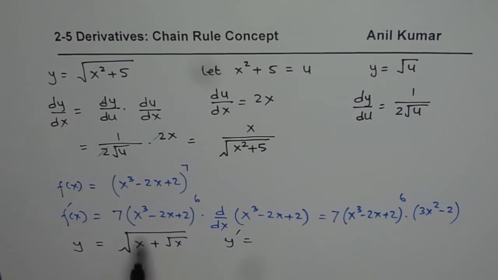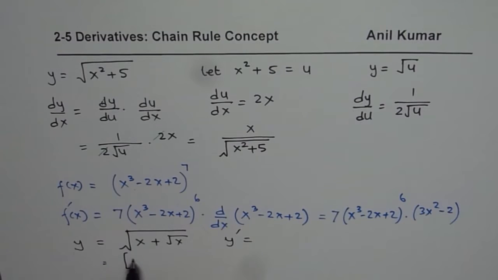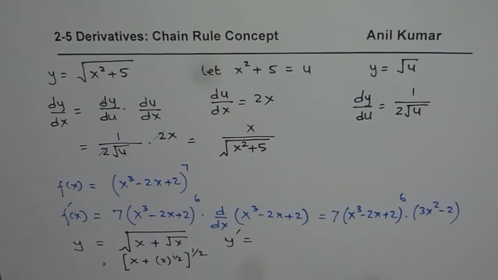My advice to you is, whenever you have this kind of function, first write it in exponent form. So you could write this function as x plus, we could write square root of x as x to the power of half, the whole thing to the power of half. So it becomes simpler, right? You can pause the video, answer the question, and then look into my suggestion.